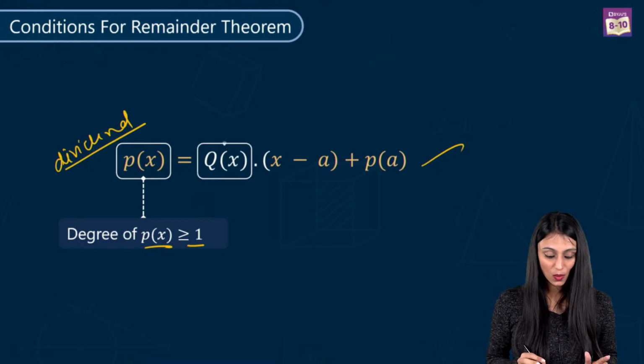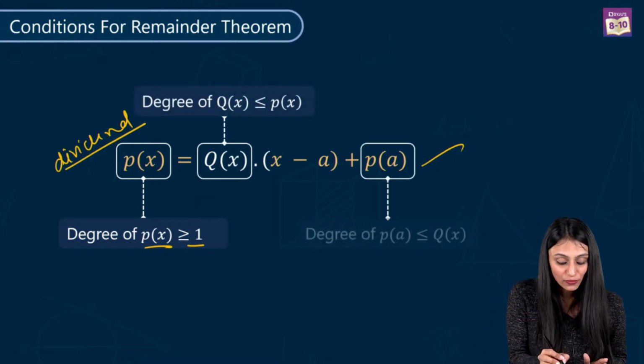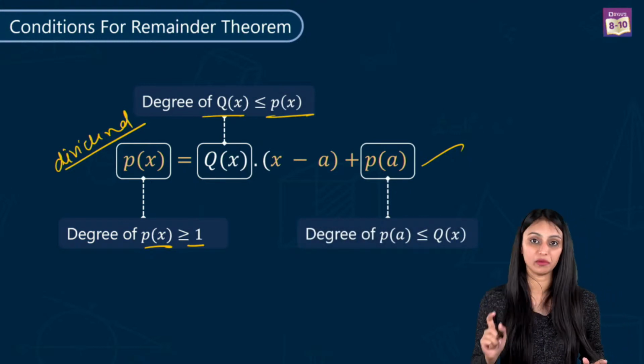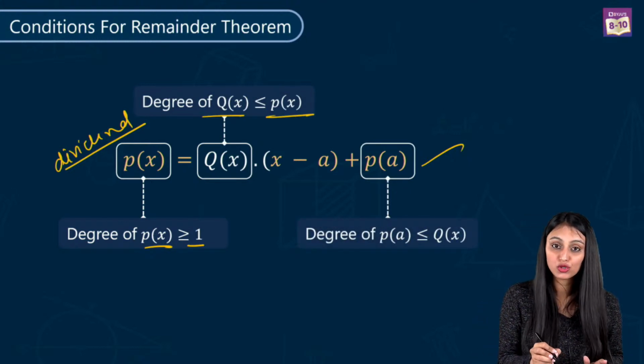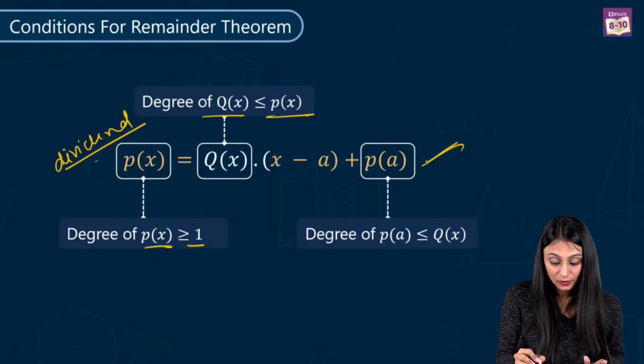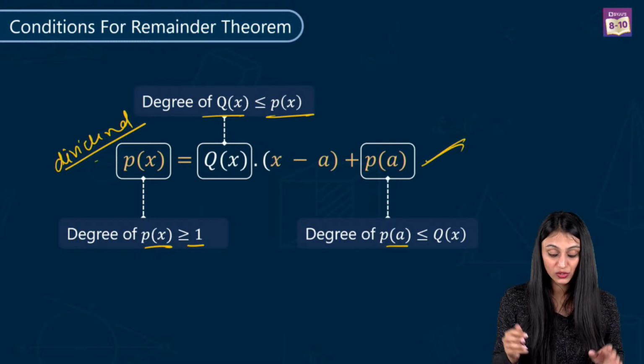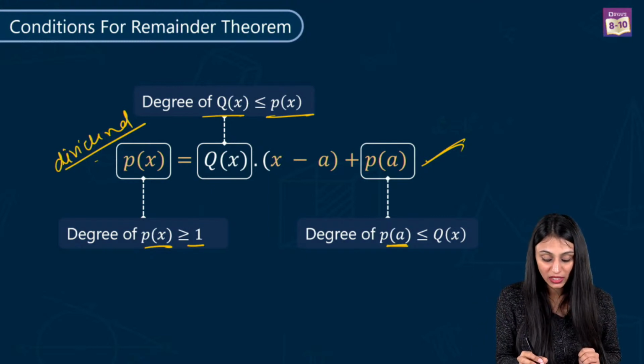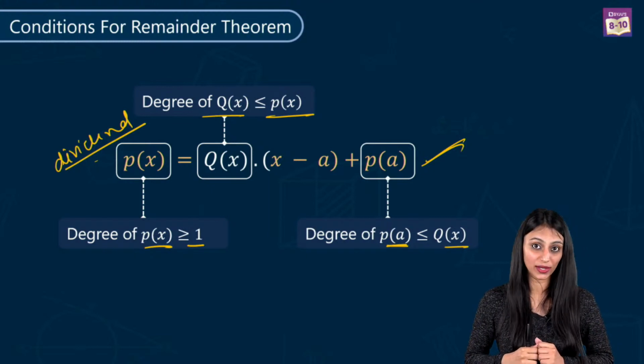Okay, now take a look at q(x). The degree of q(x) should be less than or equal to the degree of p(x). That means the degree of the quotient should always be less than or equal to the degree of the dividend. And what about the remainder? The degree of the remainder, which is p(a) here, should be less than or equal to that of q(x).